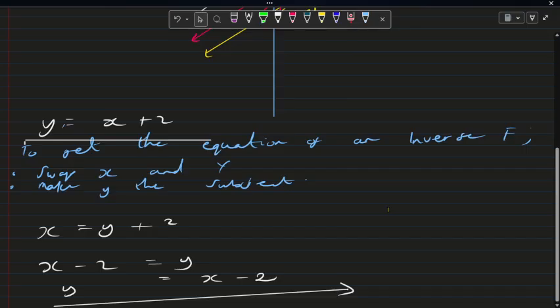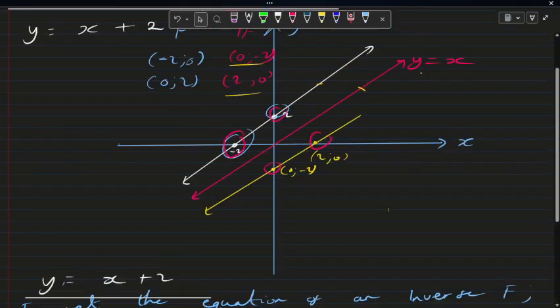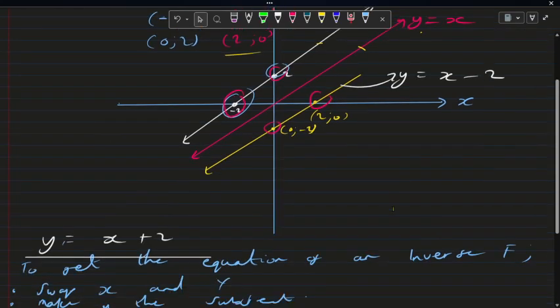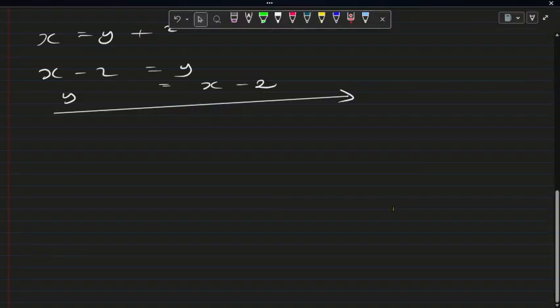Okay, so in other words, this equation is the equation for that graph. Okay, y is equal to x minus 2. And we can tell from the graph as well that we have the y-intercept at minus 2, the x-intercept at x is equal to 2, and so forth. Okay, so this is the situation. That is how we determine the equation of the inverse function if we are given the equation of the function.